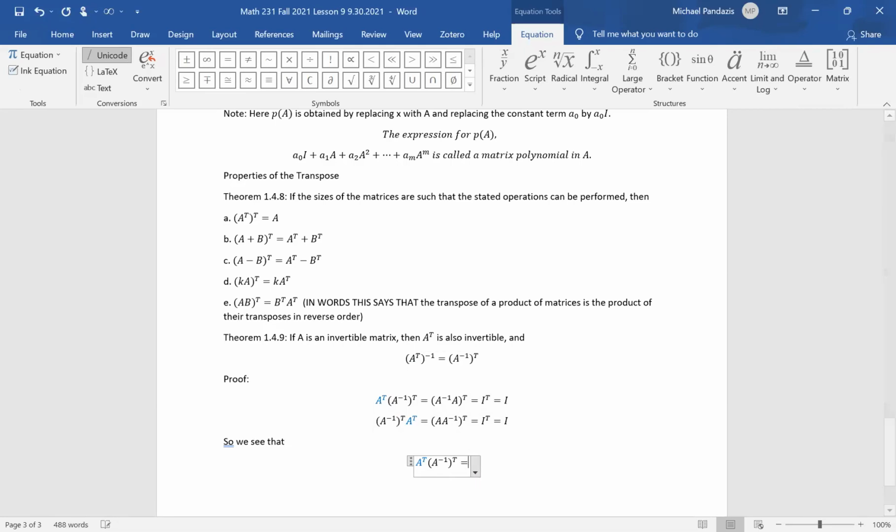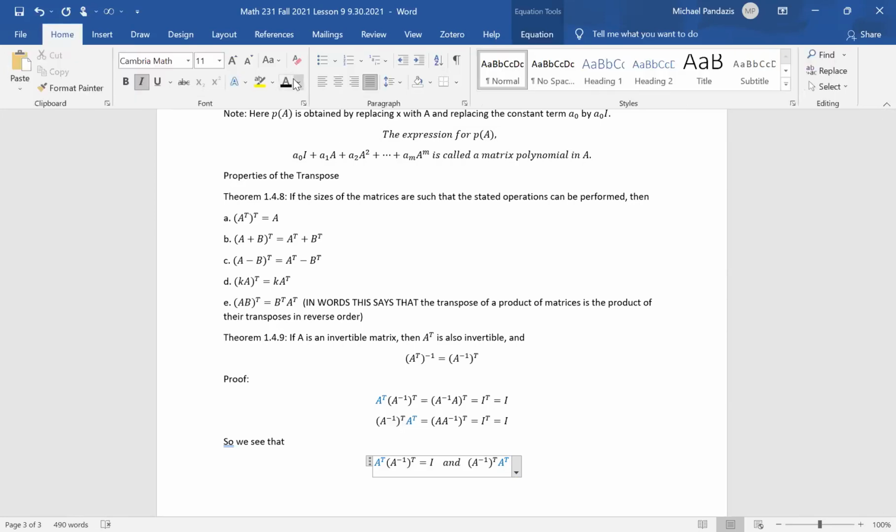And so what we see is that A transpose times A inverse transpose equals I, and A inverse transpose times A transpose is equal to I.